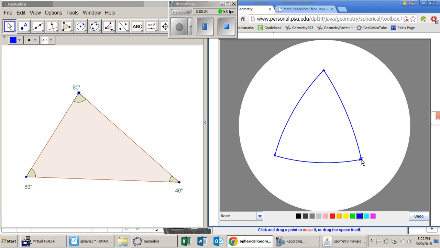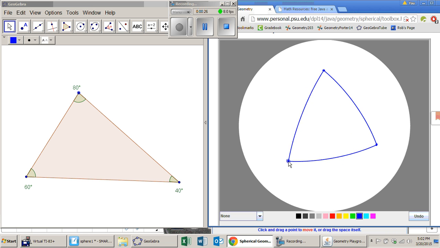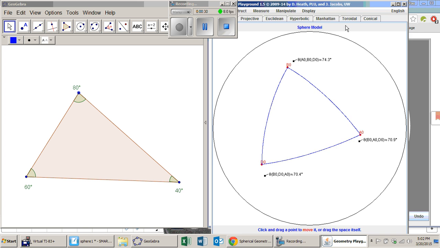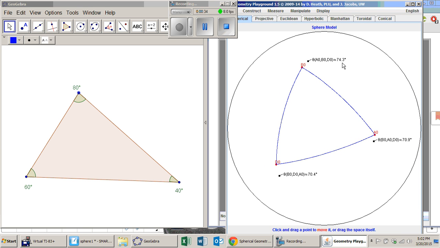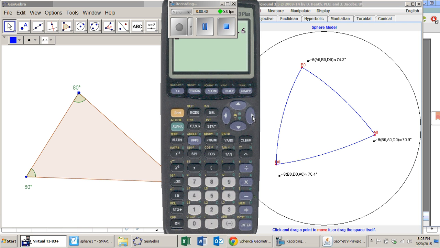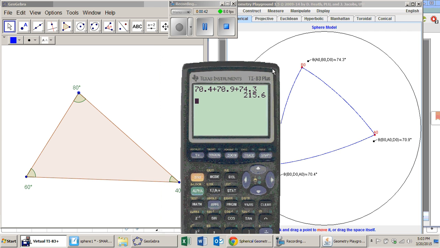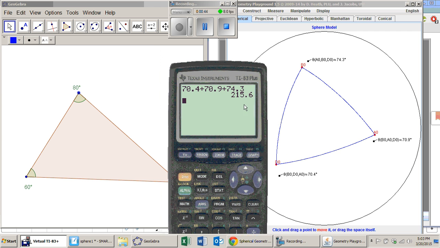As you can see, we have three line segments. Now this particular program doesn't actually measure out the angles, but this one does. And so you could see that the angles of this triangle are 74.3, 70.9, and 70.4. And if we add those numbers together, we end up with 215.6 degrees. So why is that?